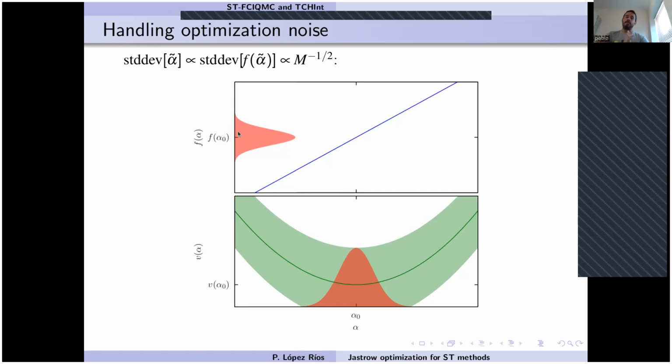That means that when you optimize your Jastrow factor, you're going to get a slightly different answer for your FCI-QMC energy, and this turns out to be a significant effect. So we want to really control how wide this distribution is, so that we get our results to the desired accuracy. How do we go about estimating that?